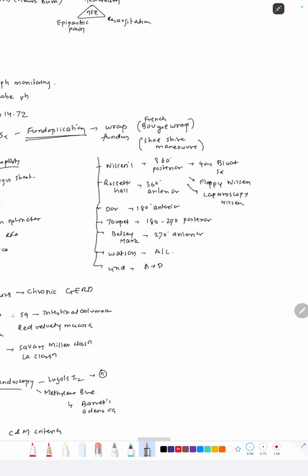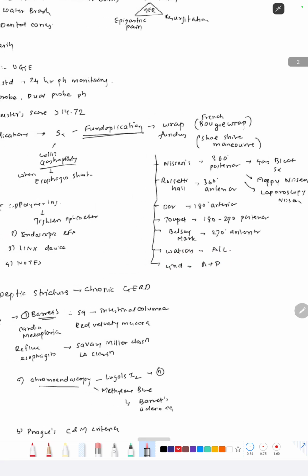Then just opposite to the Nissen is Rossetti-Hall, which is 360-degree anterior. Then the Dor is 180-degree anterior. Toupet is 180-degree posterior. Belsey Mark IV is 270-degree anterior. Watson is both anterolateral, and anterior as well as posterior is the Lind.